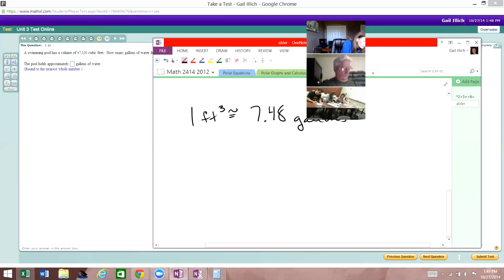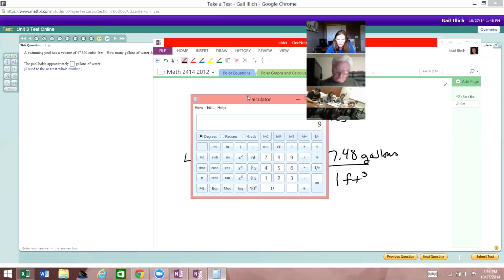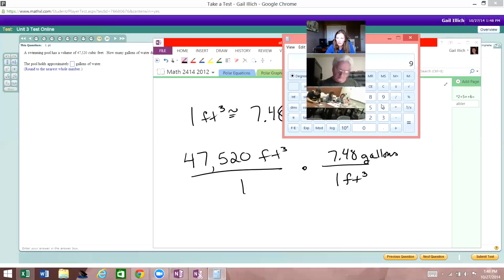That's approximate. So if you have 47,520 cubic feet and you want to convert that to gallons, you are going to just multiply, because 1 cubic foot down here is 7.48 gallons. So that's going to be a lot of gallons. 47,520 times 7.48 equals. Okay. You want to round to the nearest whole number.